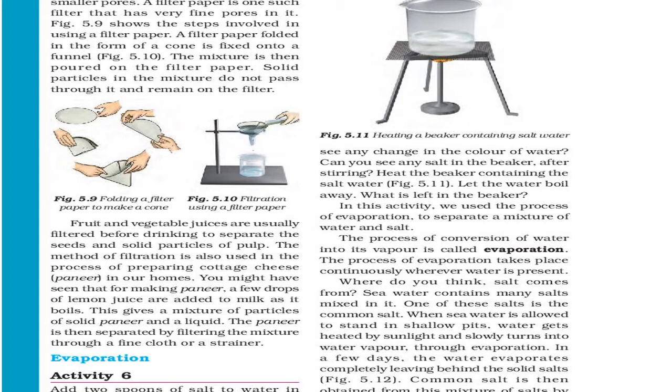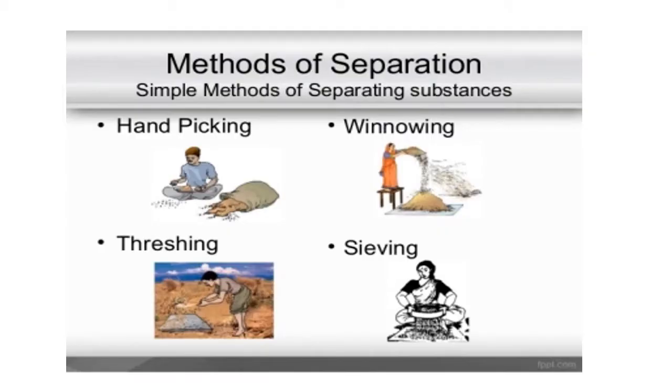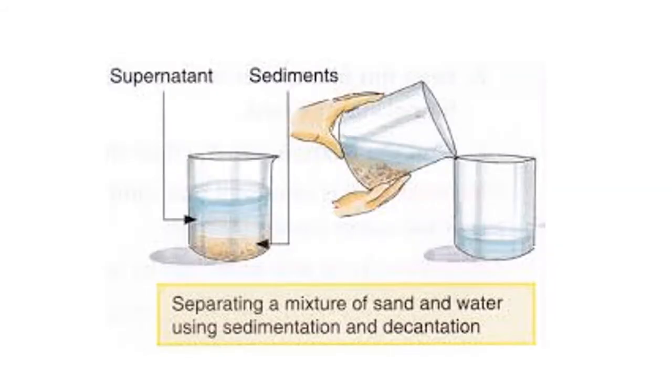Today we are going to start with evaporation. Last time we discussed filtration. We had studied how to fold a filter paper. Today we will be starting evaporation. Now in the previous class we had studied some methods of separation: hand picking, threshing, winnowing, sieving, right? Then we had discussed sedimentation and decantation, right?